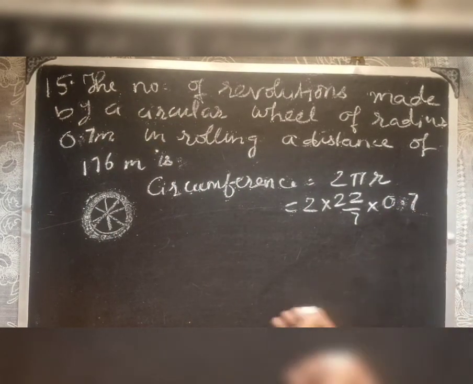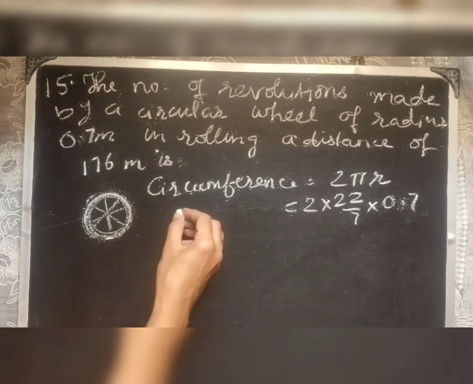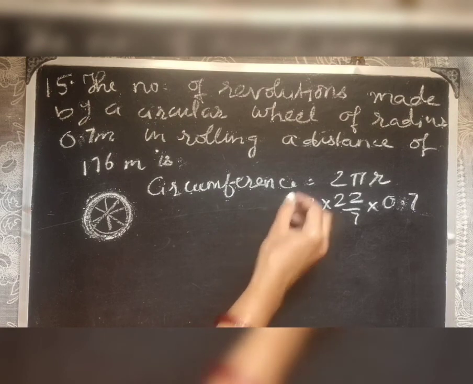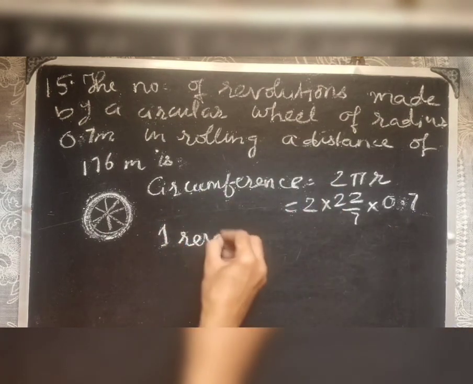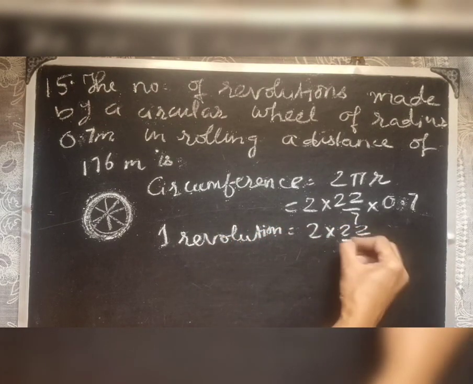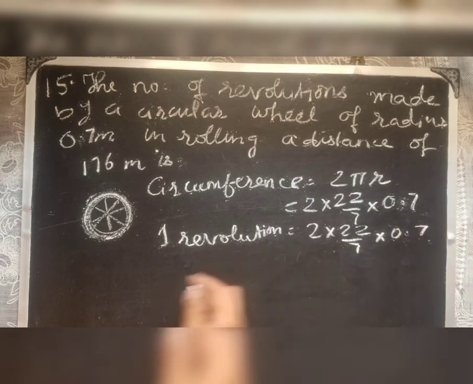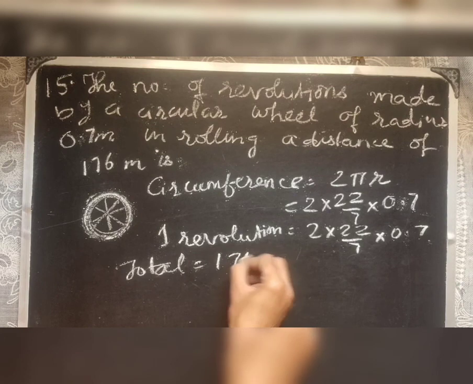So this is the circumference. Now, circumference, one revolution is equal to the distance covered by the wheel, which is equal to the circumference of the circle. So this is one revolution. So one revolution is equal to 2 into 22 by 7 into 0.7. Now the total distance it has covered is 176 meters.